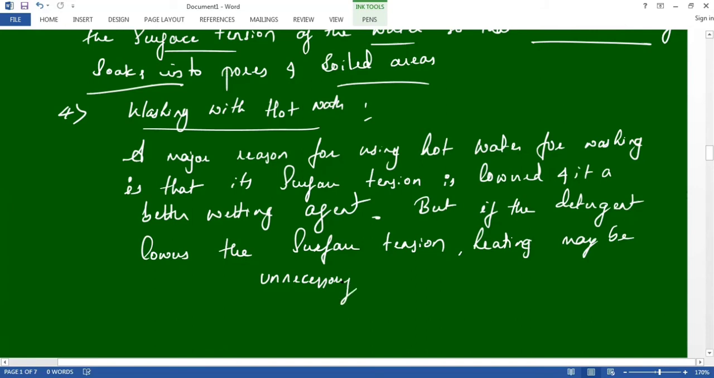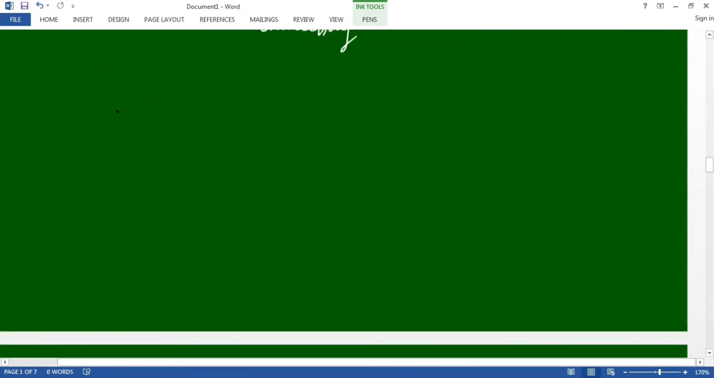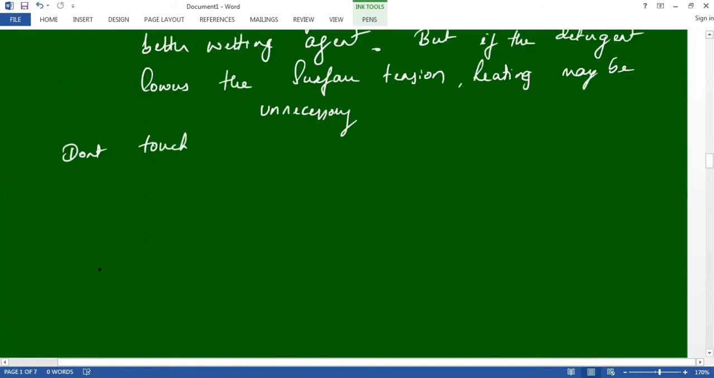Next one is: don't touch the tent. I think this is the fifth point. Yes, fifth point. Don't touch the tent.